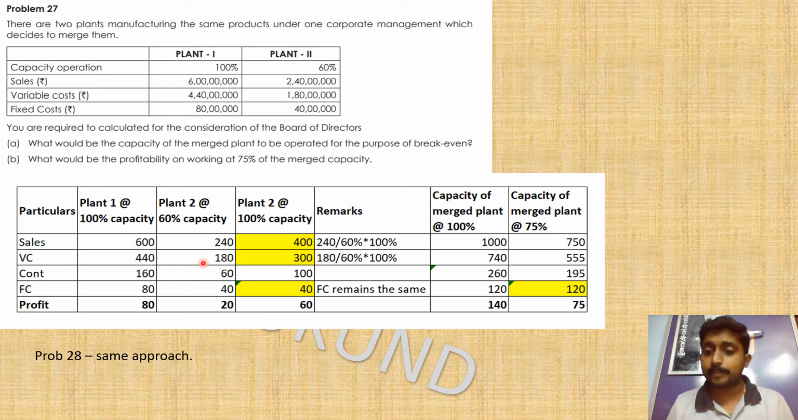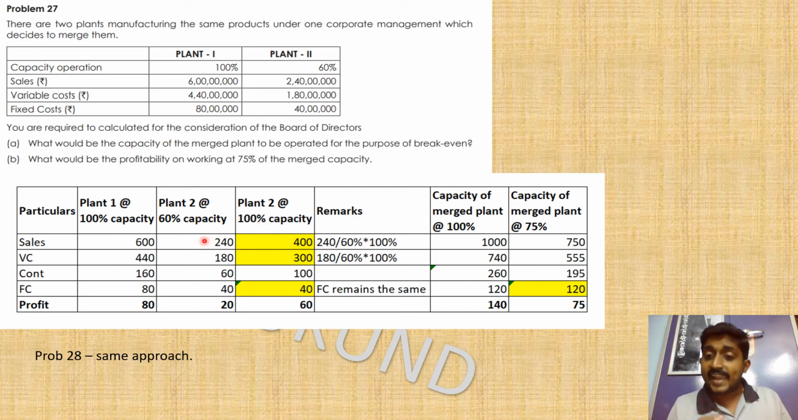It is very important to know, because what students will do is they will just add plant 1 and plant 2. Plant 1 is at 100% capacity, plant 2 is at 60% capacity, and when they add, it will not give you the real capacity of the merged entity. So you have to convert the 60% capacity figures of plant 2 into 100% capacity of plant 2. So how to do it?